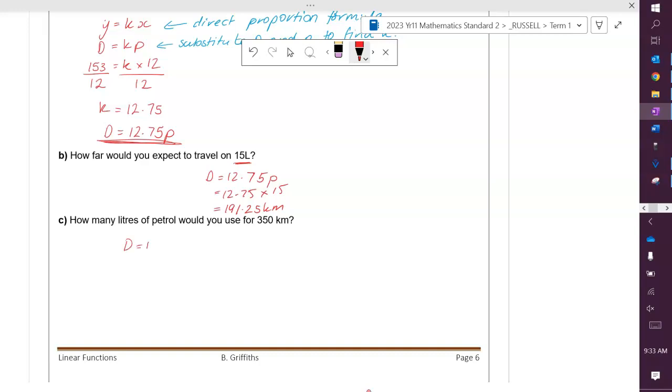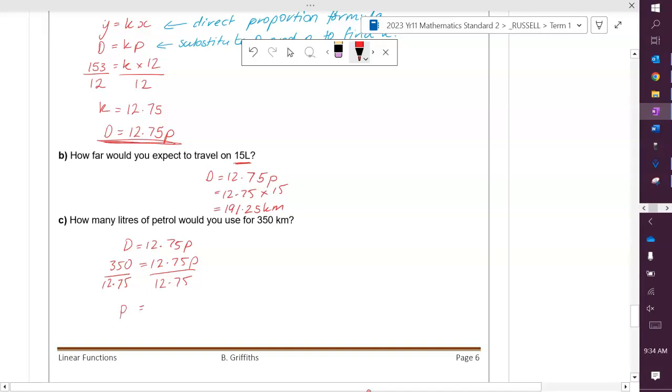The last question says, how many litres of petrol would you use for 350 kilometres? Again, this is our formula. This time I want to find litres, so that's p. 350 is the distance travelled, and it's 12.75p. Between the 12.75 and p there is a multiplication, so the inverse is to divide. I'm just rearranging to put p here. So 350 divided by 12.75 is 27.45 litres. So for 350 kilometres, you would expect to use almost 27.5 litres of fuel.